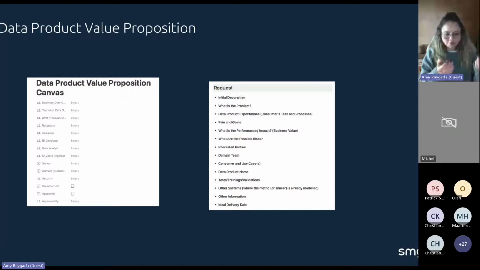Because we have had the case where we build a complex dashboard that will be used only once, or only by one person every 6 months or 1 year. So we wanted to make sure that when we create a data product, it is because it's going to be used in the right way. Otherwise, it can be merged with another one or put as an extra metric somewhere else.